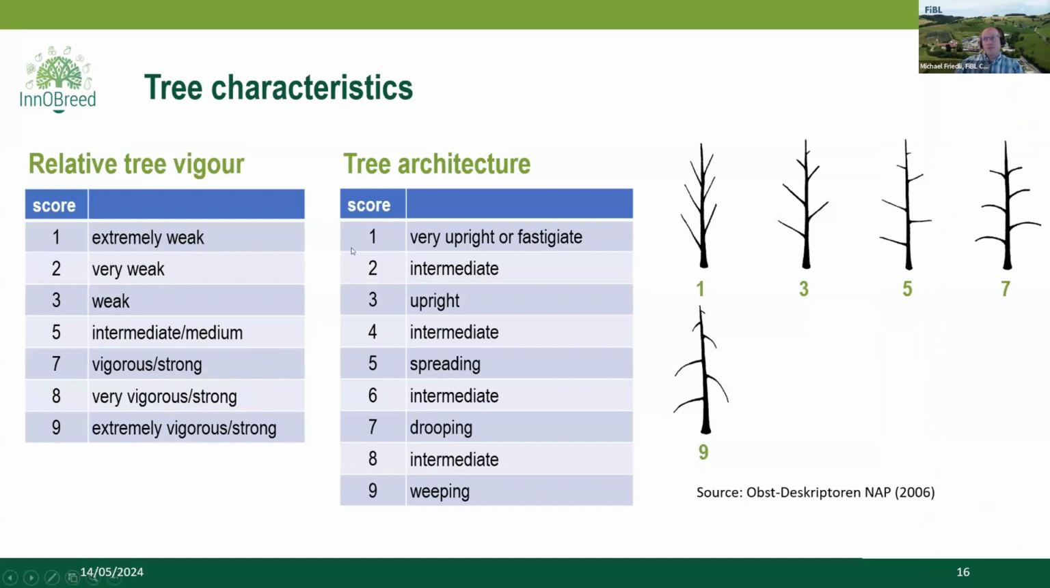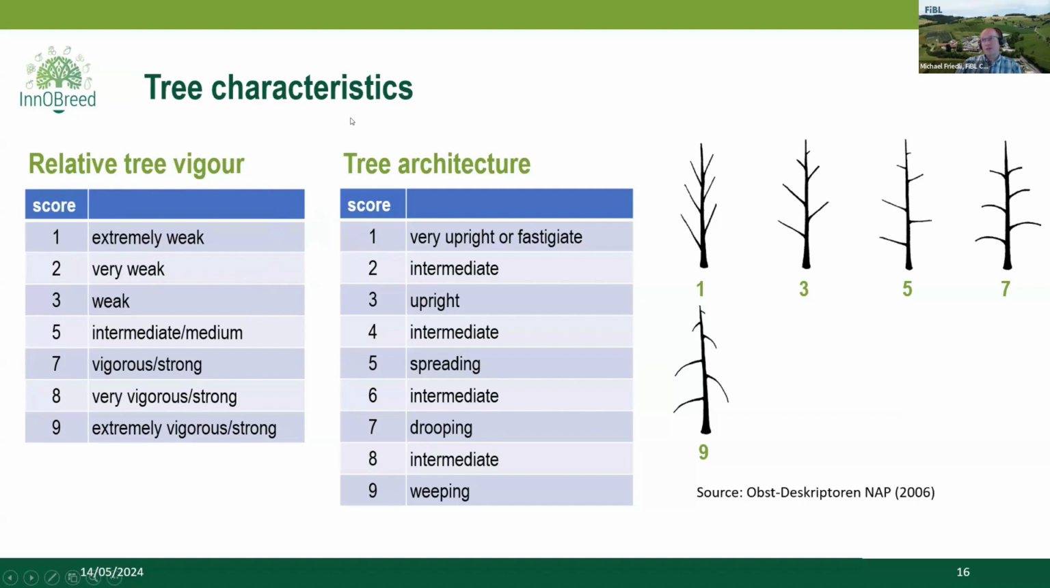And here you can see some tree characteristics. One characteristic that we also assess is the relative tree growth vigor with a 1 to 9 scale. With 1 is an extremely weak one, 9 is really heavy growth, and this can be assessed in a single year. And it's also important to have it relative to some reference varieties that are grown in the same location, and also in the same orchard.